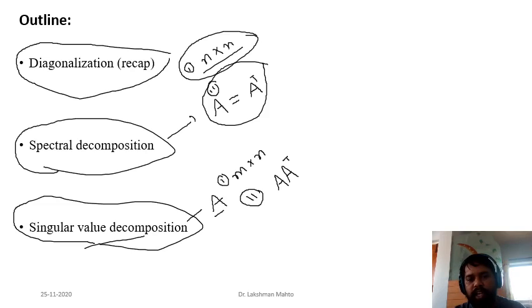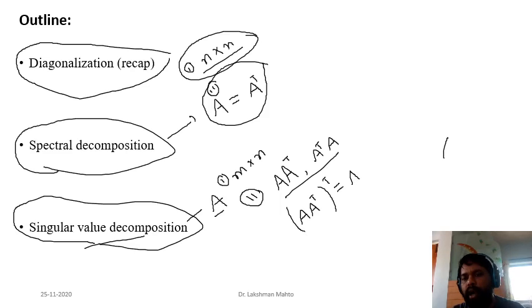But if you define A times A transpose or A transpose times A, then both these matrices happen to be square as well as symmetric. You can see that easily. You can verify what is the transpose of A times A transpose. So apply the whole transpose. All these operations you know from high school. How do you define the transpose of a product of matrices? If you have two matrices A and B, then the transpose of A times B would be written as B transpose times A transpose.